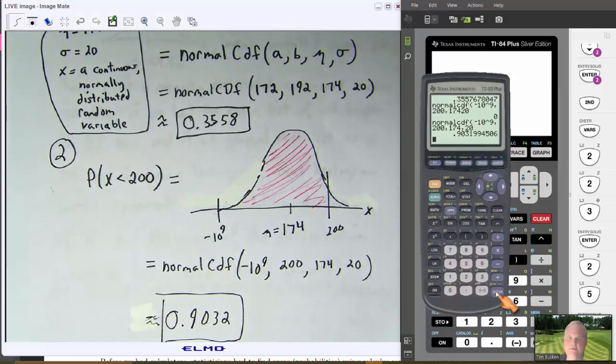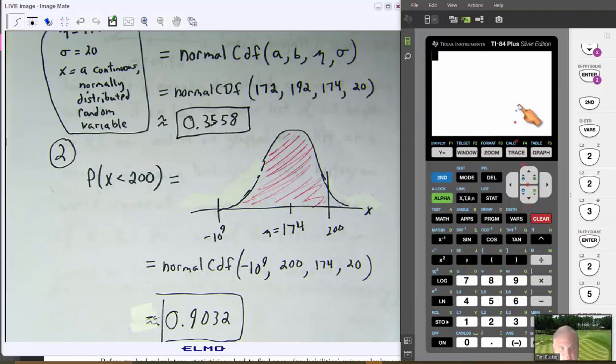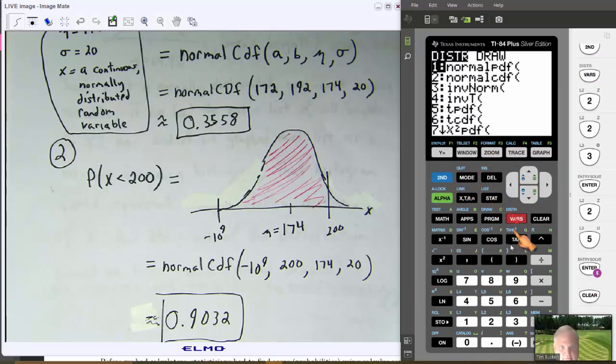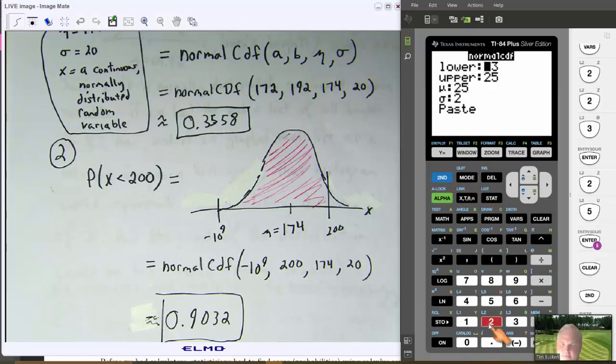which rounded to the 10,000ths is about 0.9032, or about 90% on this calculator. It's similar. I press second vars 2, I get the settings window, and now I have to tell the calculator what the lower and upper boundaries are.